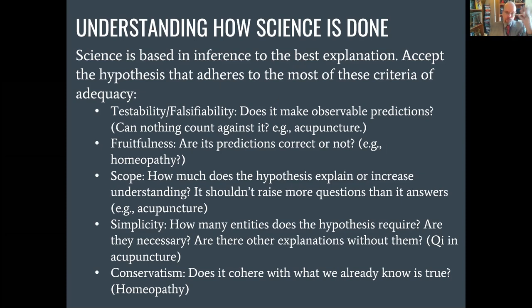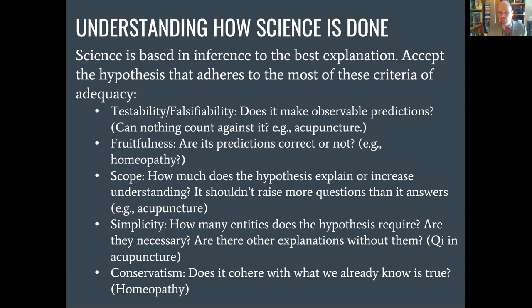What are those criteria? Well, here you go. Testability or falsifiability. Does it make observable predictions? If it doesn't, then it's probably not scientific. Can nothing count against it, like acupuncture? We'll talk about how supposedly nothing can count against it in a minute. Then it's non-falsifiable. That's probably a pseudoscience. Are its predictions correct or not, right?